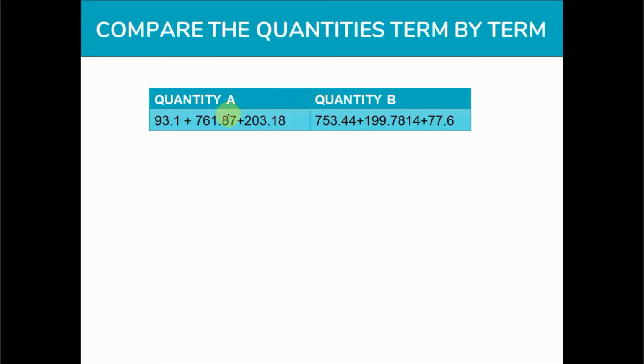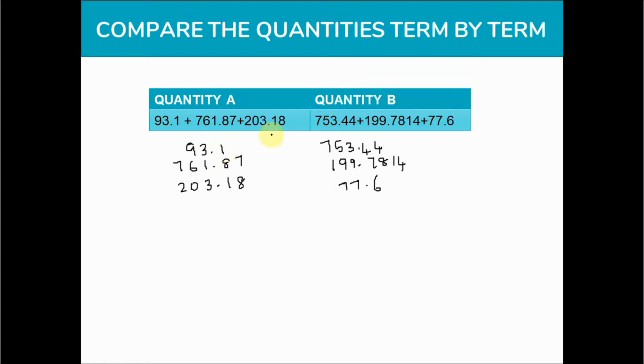Compare the quantities term by term. I have a sum of 3 terms. Normally, I advise the students not to use the on-screen calculator immediately. Rather, think of some way to approximate it, or some other way to analyze these two quantities, because using the on-screen calculator takes a lot of time. As I told you, QC questions should not take more than 1 minute for you to solve.